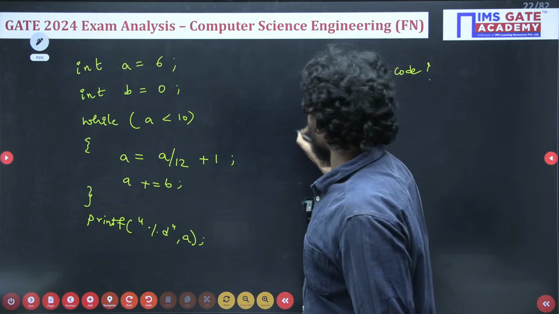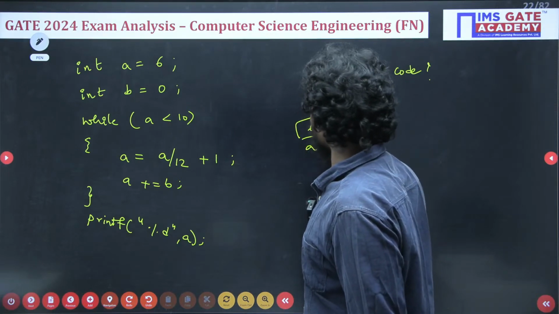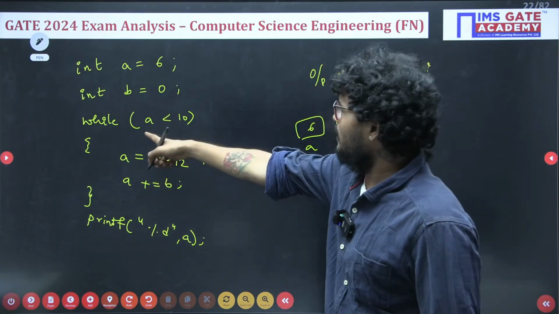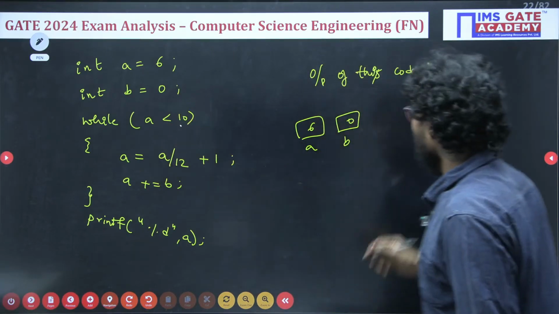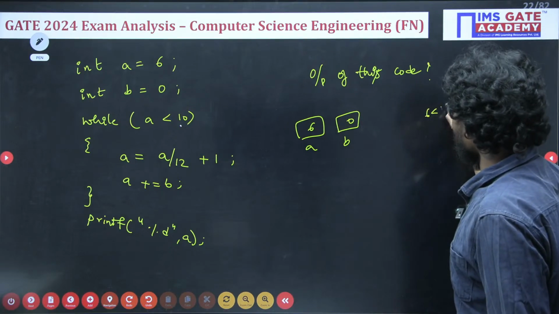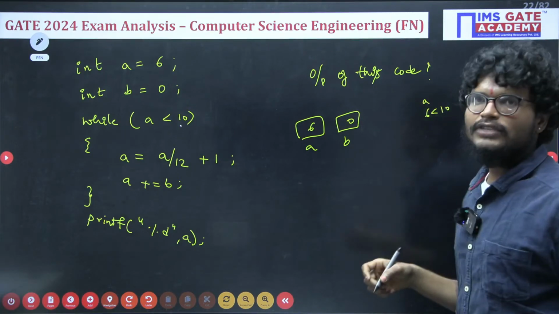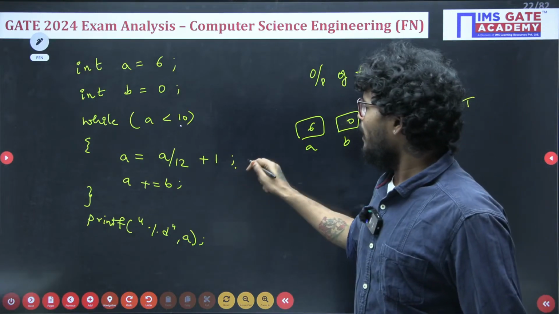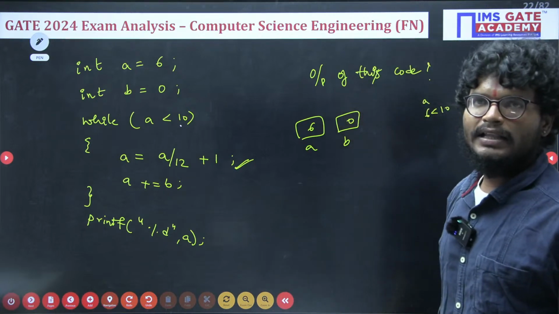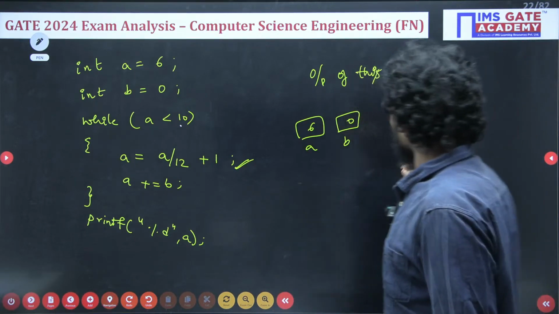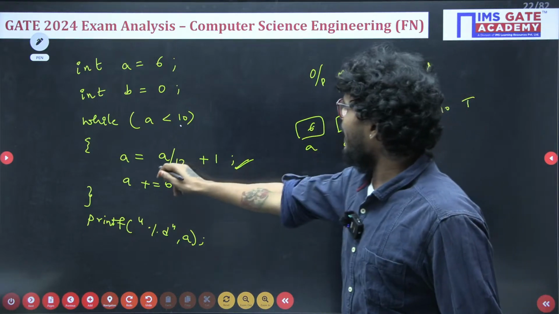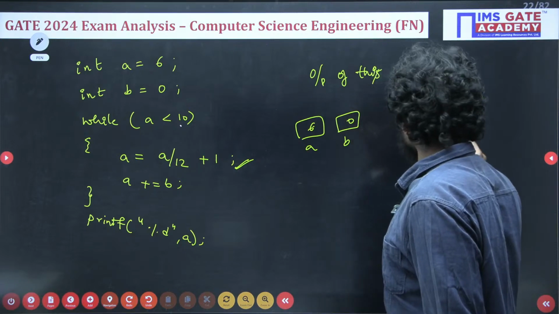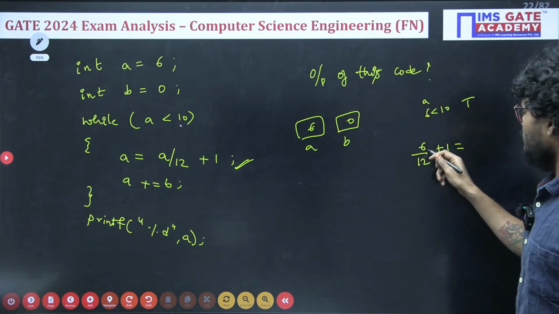So we are initializing the A value with 6 and B value with 0. Now we check the condition whether A is less than 10. So obviously 6 is less than 10. So this is true, therefore we enter the while loop and we execute the first statement. We will override A value by A by 12 plus 1. A by 12 is 6 divided by 12 plus 1.